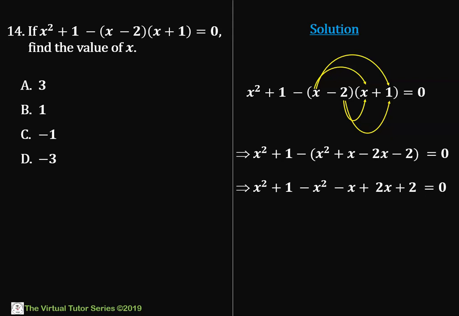x squared and negative x squared cancel out. Negative x plus 2x is x and 1 plus 2 is 3. So we have x plus 3 is equal to 0. Subtracting 3 from both sides of the equation, we have x to be equal to negative 3. Therefore, the correct answer is option D.